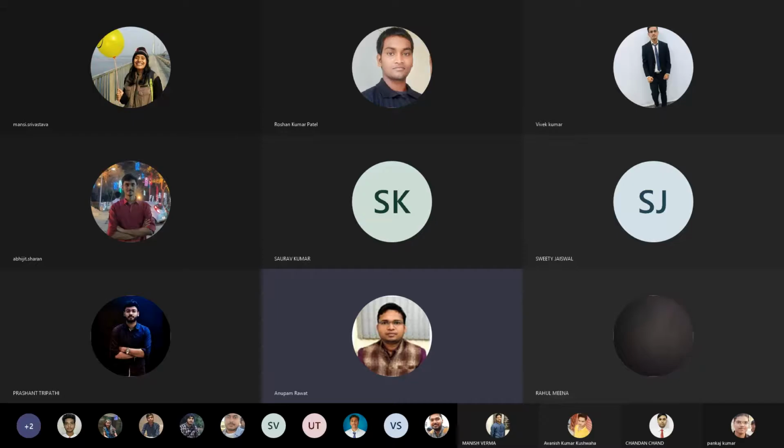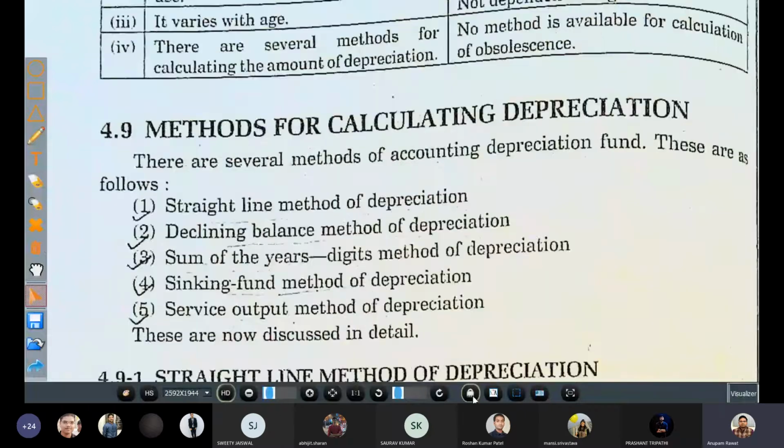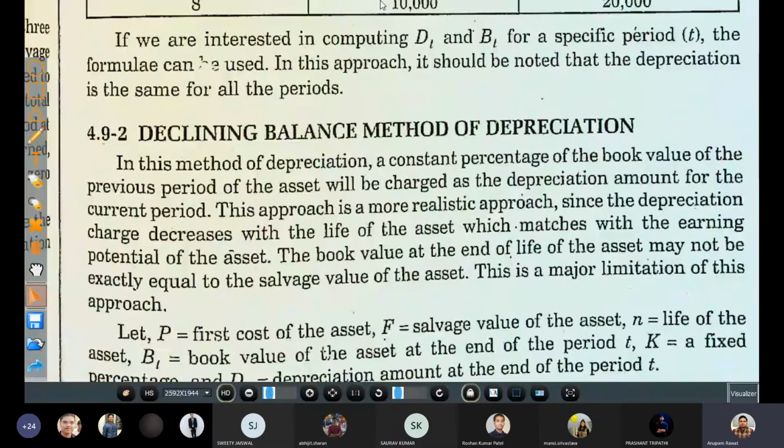We have seen how the depreciation methods are applicable, and how we can apply the methods for calculation of depreciation. So in continuation of that, let us see some other methods also. The next method is the declining balance method of depreciation.